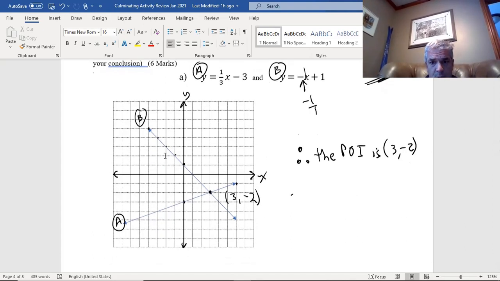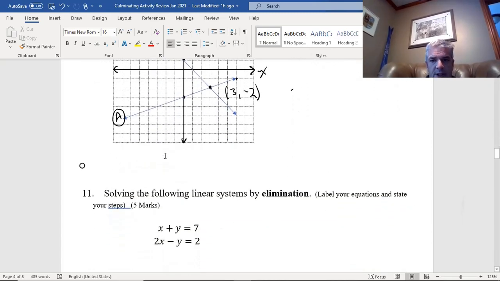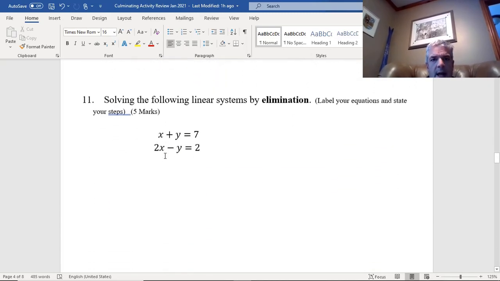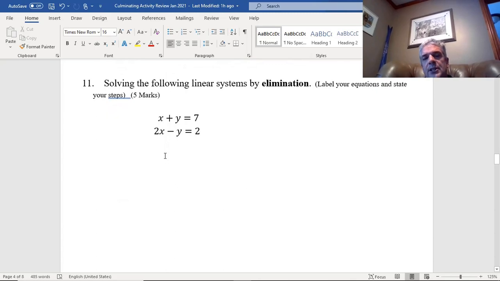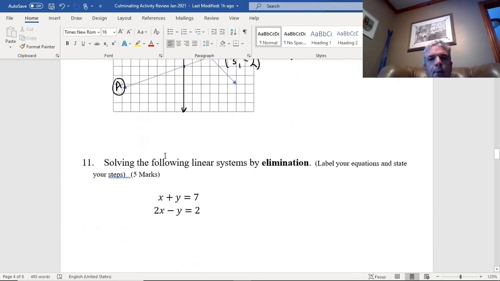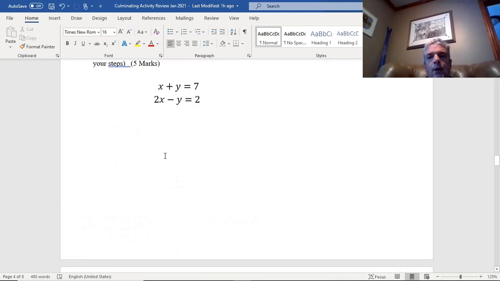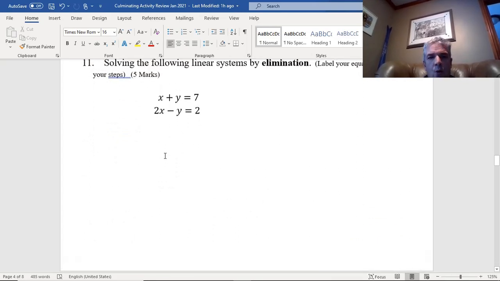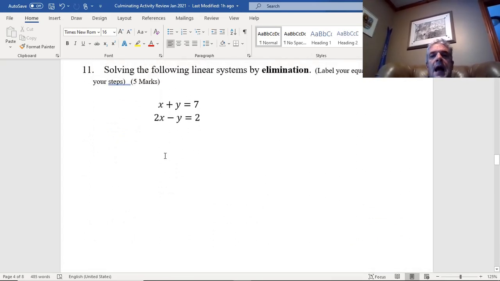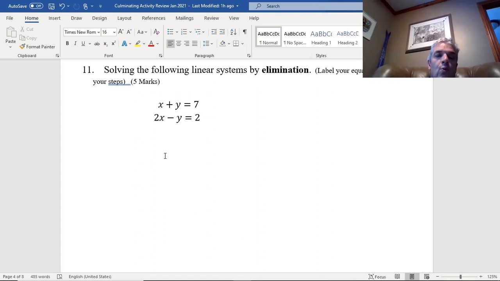So now let's move on to number 11, which is a question on elimination. So essentially, what we're going to do here is the same thing as up here, but we're going to do it without graphing. We're going to find the X and Y coordinates, and we're not going to graph. And in this particular case, we're going to use a method they call elimination. Well, how does it work? Well, the first thing you need to do, and again, easy peasy marks right here, is give your equations names.